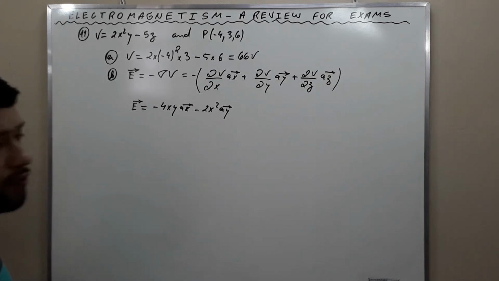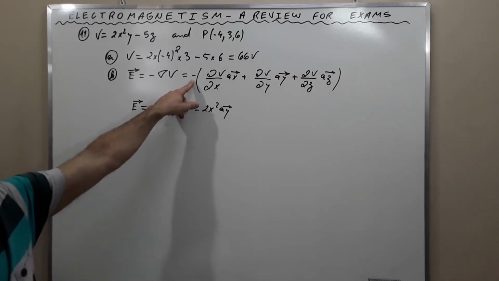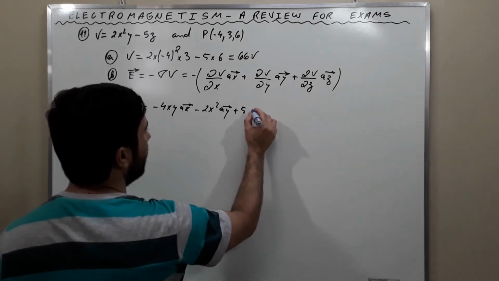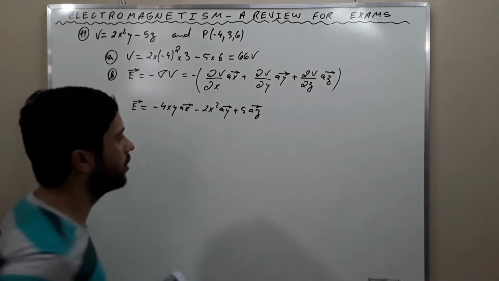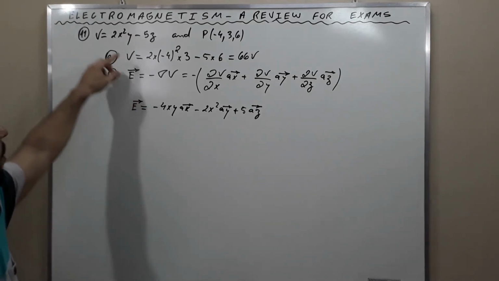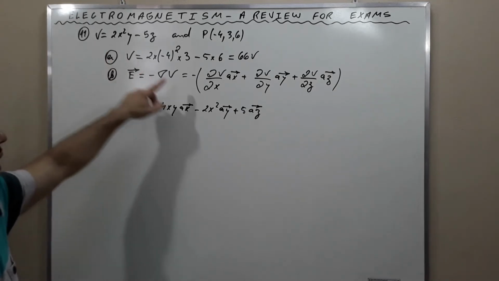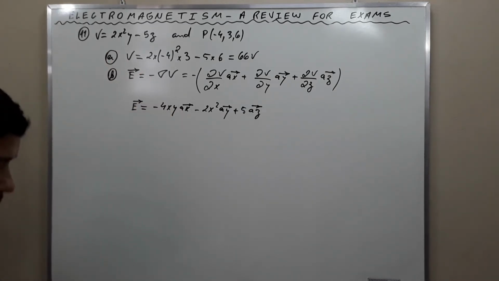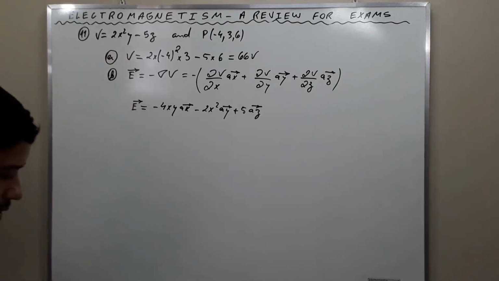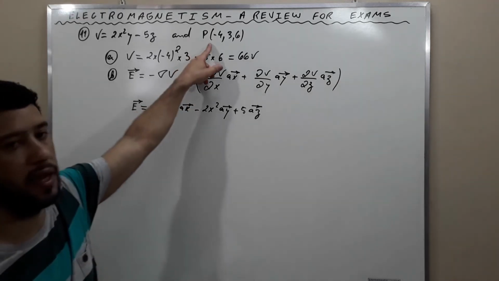And the derivative of this with respect to z is only -5. We have a negative sign here, then it becomes 5az. So this is the electric field obtained from the potential by applying the gradient. We converted a scalar into a vector using the gradient. Now we want to calculate the value of the electric field at P.